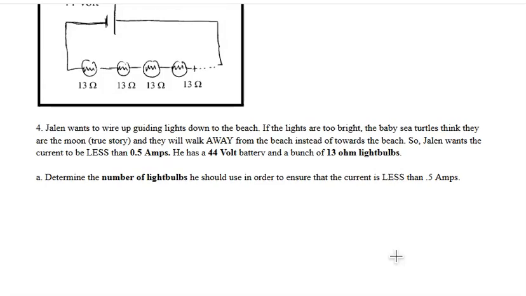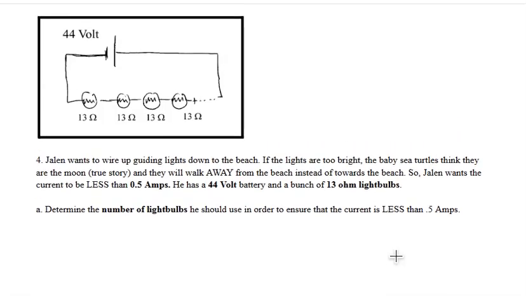Okay, this is the last question, so thank you for hanging in there. All right, so now he wants to wire up, again, keeping the battery constant, and he wants to add a bunch of light bulbs, but as he continues to add light bulbs, the current is going to dim. So I'll do this up here. So I equals NV over X times R. We want the current to be less than 0.5 amps. Otherwise, they're too bright, and the sea turtles think they're the moon.